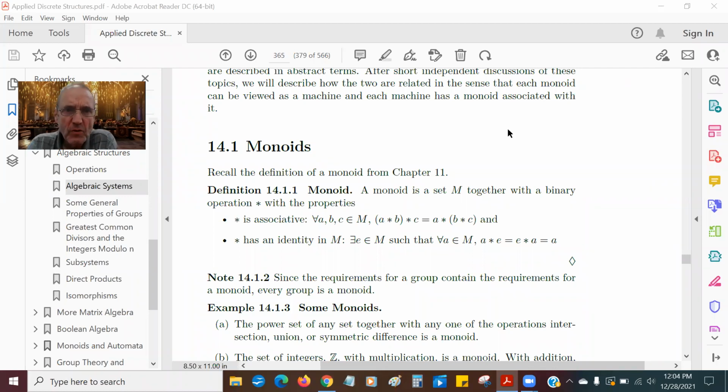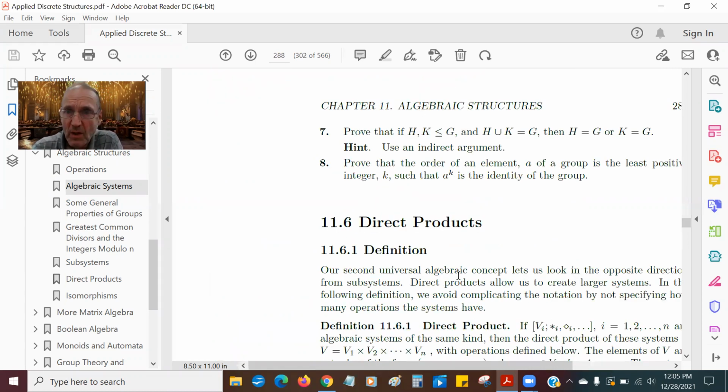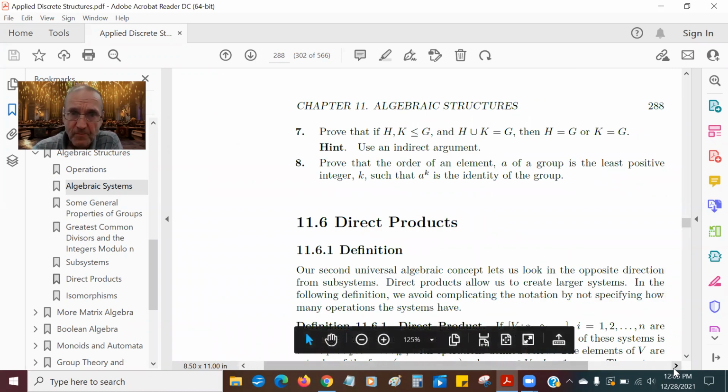I just want to refresh the court's memory. A monoid, I don't know if it's monoid or monoid, I didn't really get that right, but it's a set together with a binary operation, and it has the properties that the operation is associative and the operation has an identity. So a monoid is kind of like a group, only it does not have inverses. I'm mentioning that because we're going to see an example of it in just a second. Okay, so back to direct products.